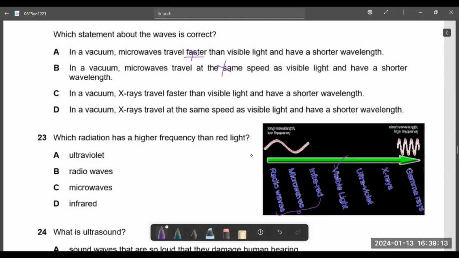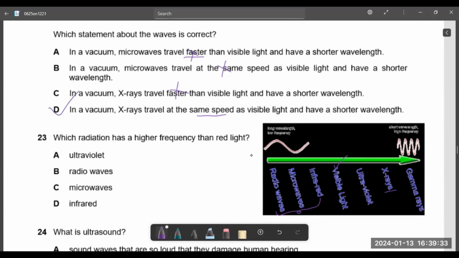In a vacuum, X-rays travel faster. So speed is same. This is also wrong. In vacuum, X-rays travel at the same speed, that is right, as visible light and have shorter wavelength. So X-rays are having shorter wavelength than visible light. So D is the right choice.